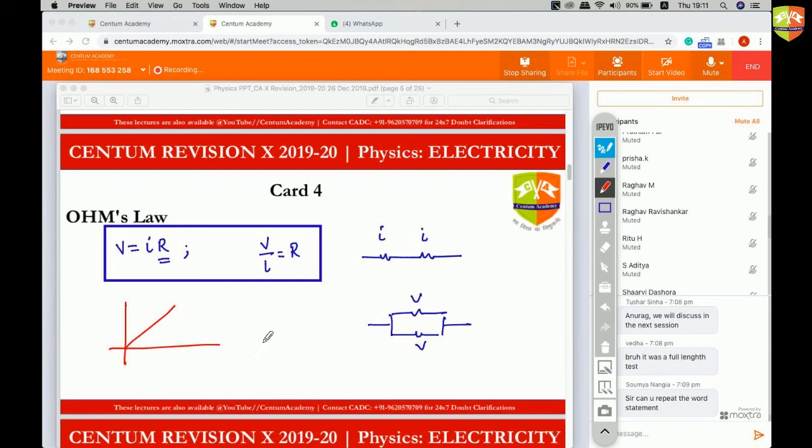Then there is one more type of question which is observed. What is the characteristic curve?